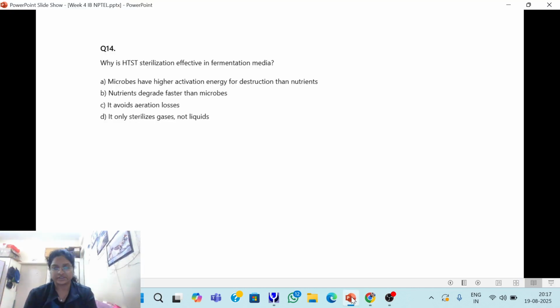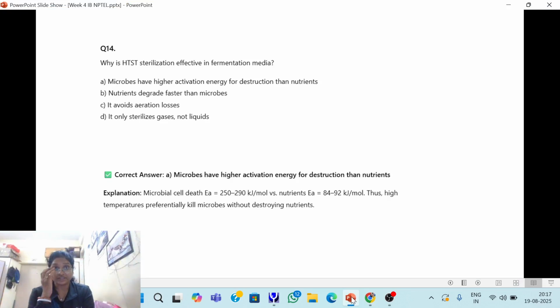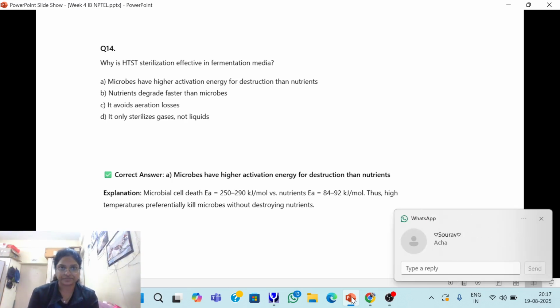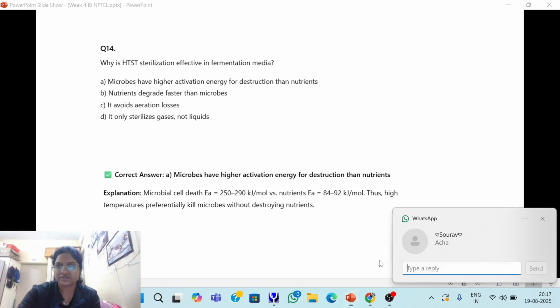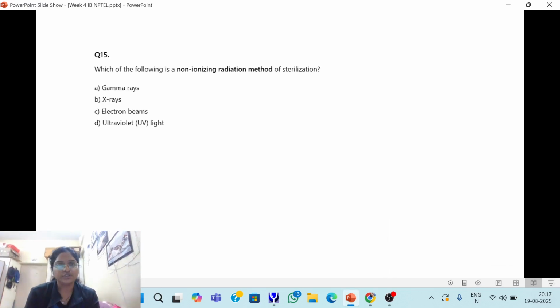Okay, let's see what is the correct answer to this question. It is A. Microbes have higher activation energy for destruction than nutrients. Okay, why is HTST sterilization effective in fermentation media? Because microbes have higher activation energy for destruction than nutrients. Moving on to the next question.